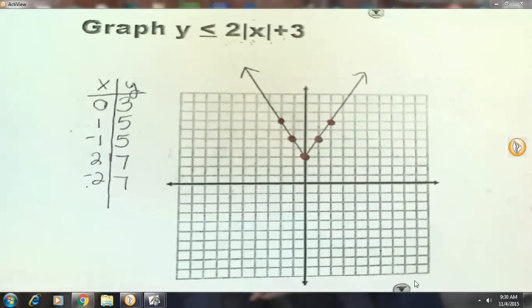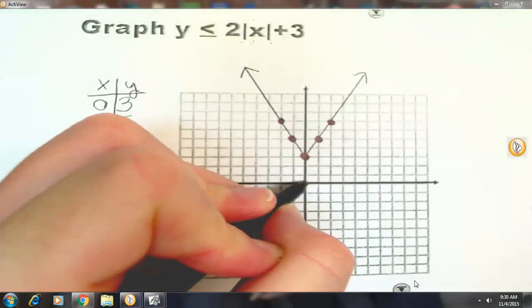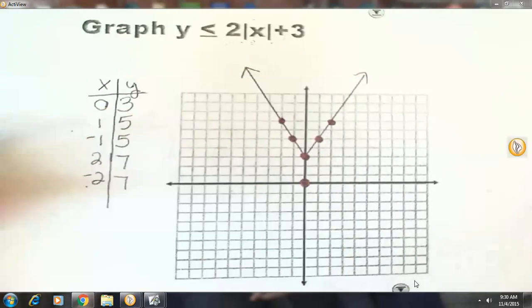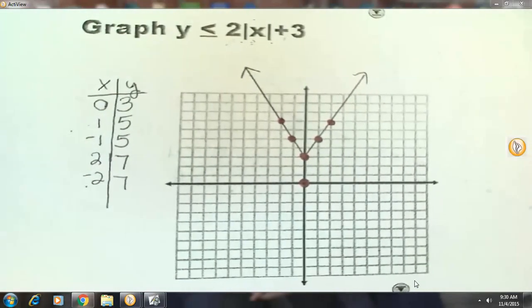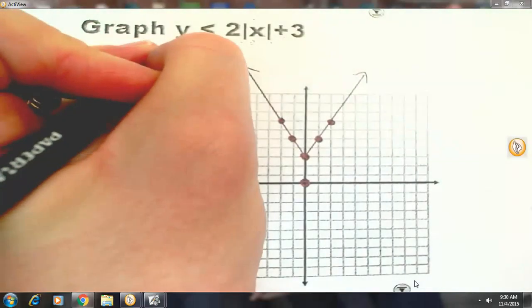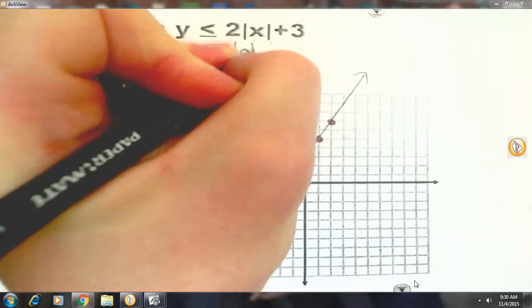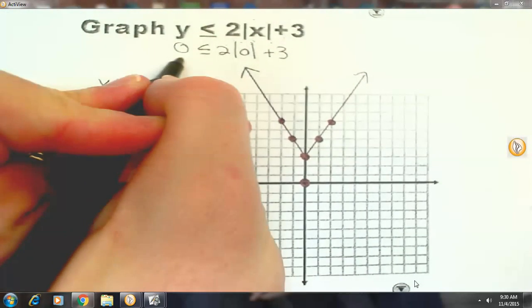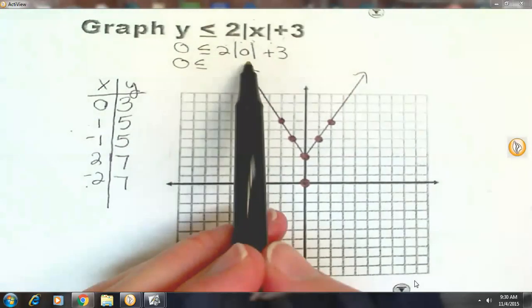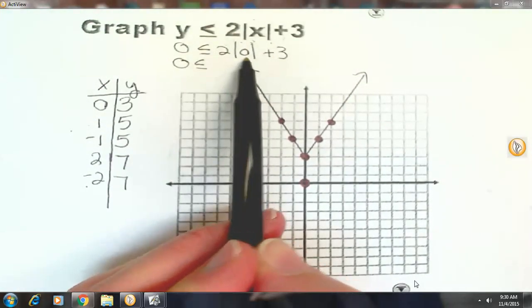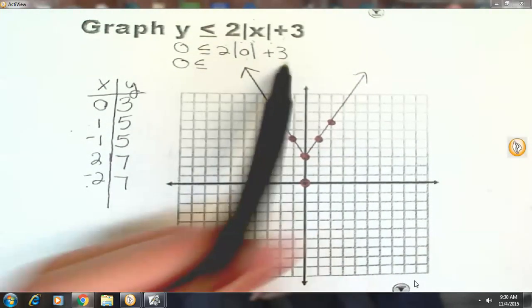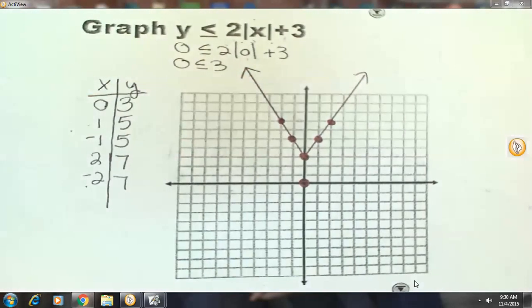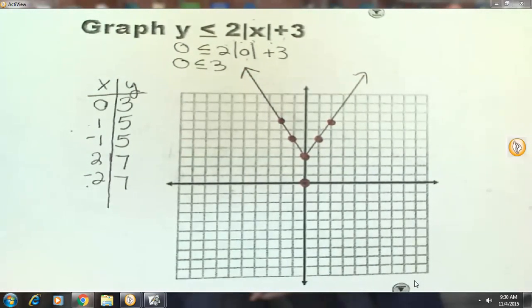Okay, once again, we have an inequality. We have to test a point to see which side we're going to shade. I would test 0, 0. So let's put 0, 0 in for x and y. See if it's true. The absolute value of 0, 0 times 2, 0 plus 3. Is that true? Is 0 less than or equal to 3? It is. So this time we're going to shade the side outside of our V, below our V.